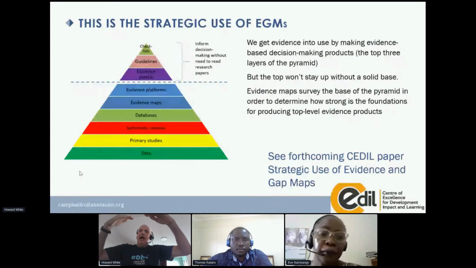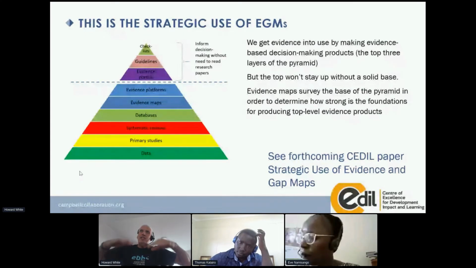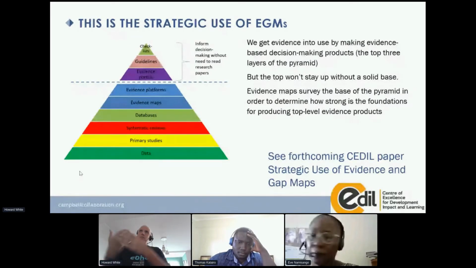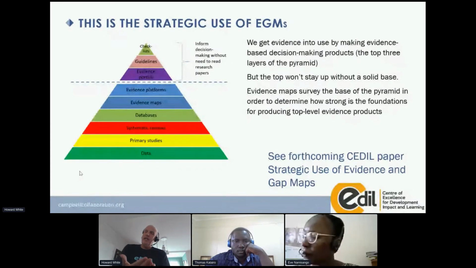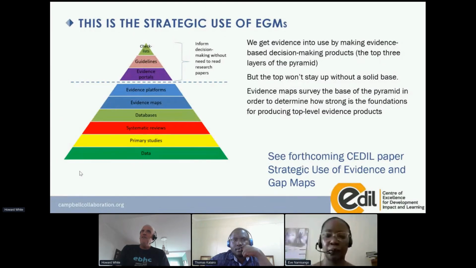So the evidence maps survey the base of the pyramid. It tells you about the primary studies and the reviews that are there that you can use to build the top level of the pyramid. And actually, importantly, because we use in the technical report, we include implementation evidence as well. And most of the reviews that exist at the moment are effectiveness reviews. So they have effectiveness evidence, but they don't have implementation evidence.